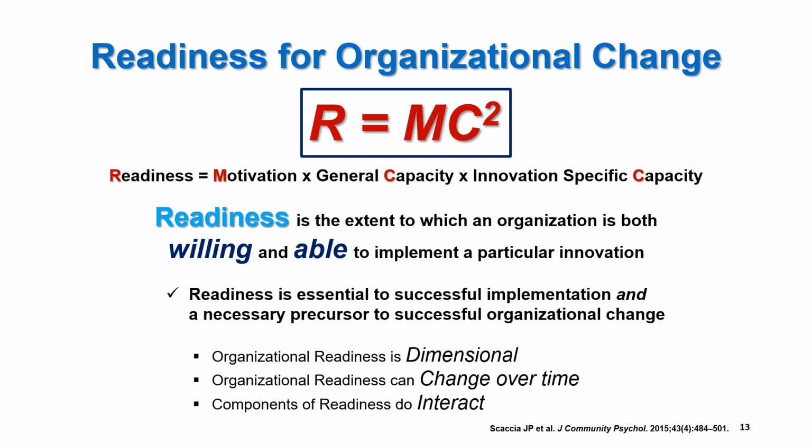Using the concept of R equals MC squared may help identify the specific level of organizational readiness and determine the areas in need of improvement and areas of relative strength that can be used to improve organizational readiness. Based on initial levels of each readiness, specific strategies can be identified, delivered, and finally evaluated for effectiveness. Prior to developing concrete strategies and organizing teams, assessing organizational readiness for change is an essential first step.